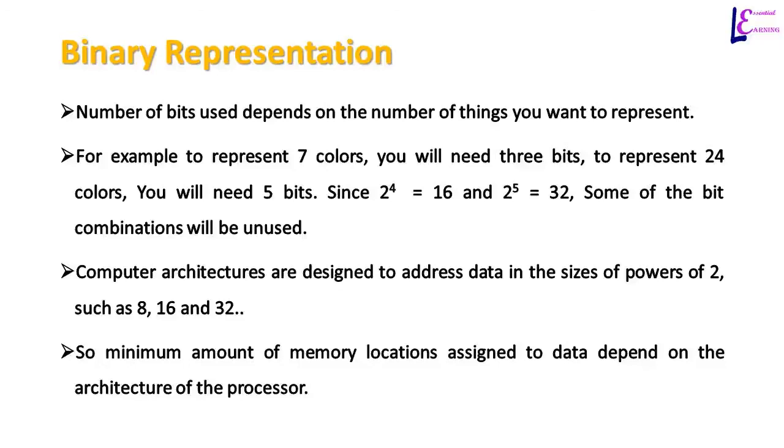The number of bits used depends on the number of things you want to represent. For example, to represent 7 colors, you will need 3 bits. To represent 24 colors, you will need 5 bits, since 2 power 4 is equal to 16, and 4 bits are not enough for 24 things. And 2 power 5 is equal to 32, so 5 bits are enough to represent 24 things, but some combinations will be unused when we use 5 bits.